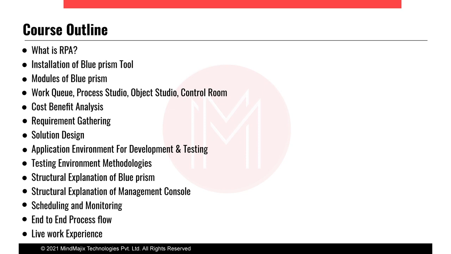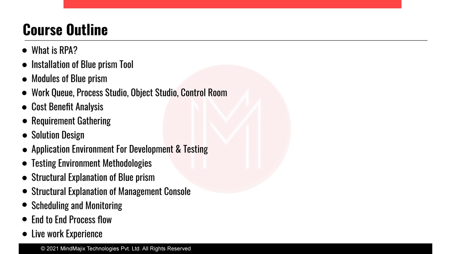Okay. And the structural explanation of Blue Prism and the management console. I have already explained each and every module. We will look in depth at what options are available, which options we use frequently, and the most usable things like environment variables, credential manager, how to use session variables, what data types are available, and startup and end-up parameters. We will discuss everything in Blue Prism, not only in a separate session but each and every day. Using any task, we can also discuss other things related to that particular task.